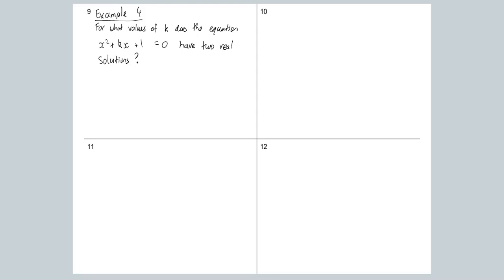So we've got x squared plus kx plus 1 is equal to 0. Let's work out what A, B and C are again. A is equal to 1, B is equal to k, and C is equal to 1. So that's nice and straightforward so far. But now let's have a look at what the discriminant looks like. The discriminant is equal to B squared, so it's going to be k squared, minus 4AC. So we end up with k squared minus 4. Okay, so that's all right.